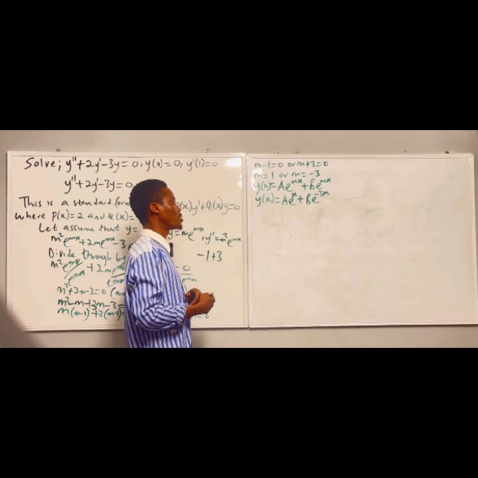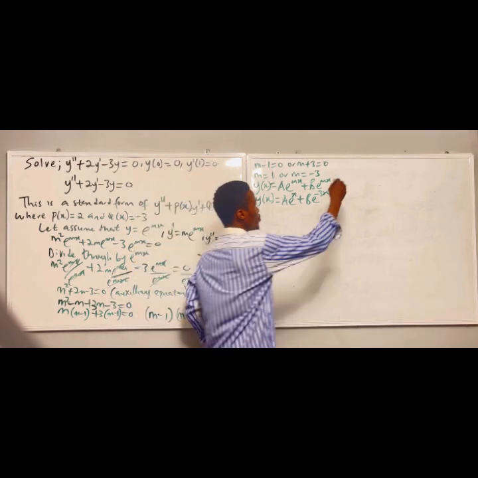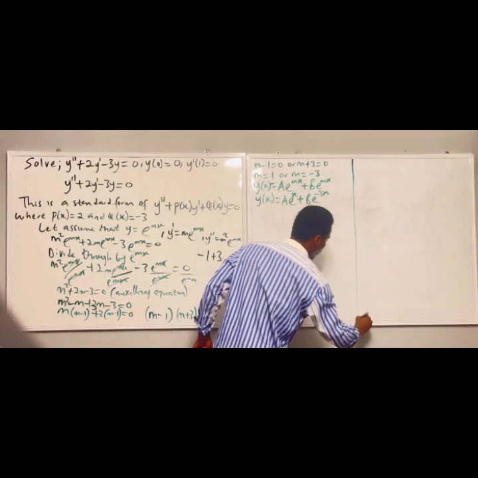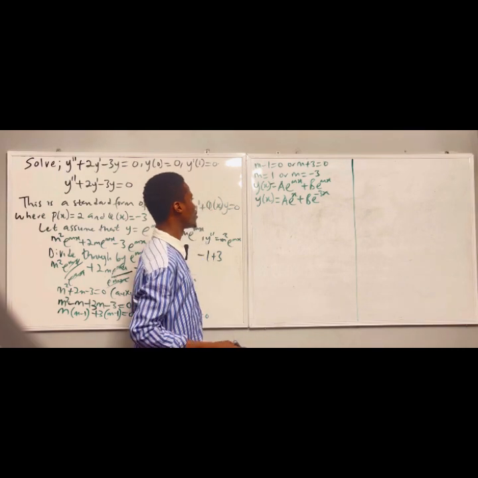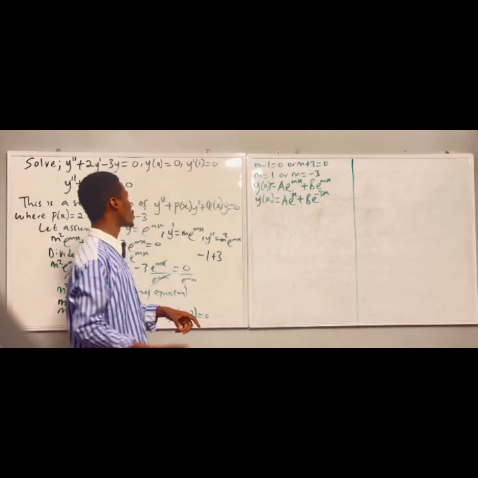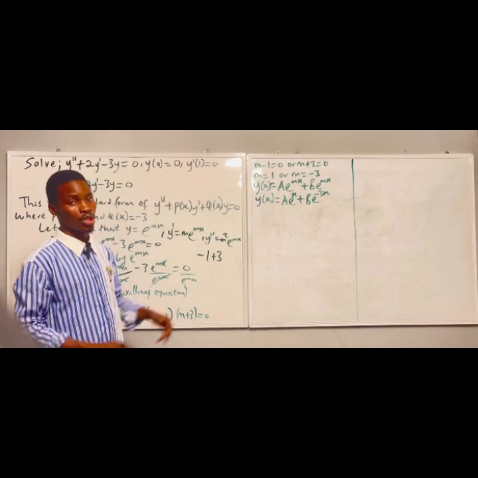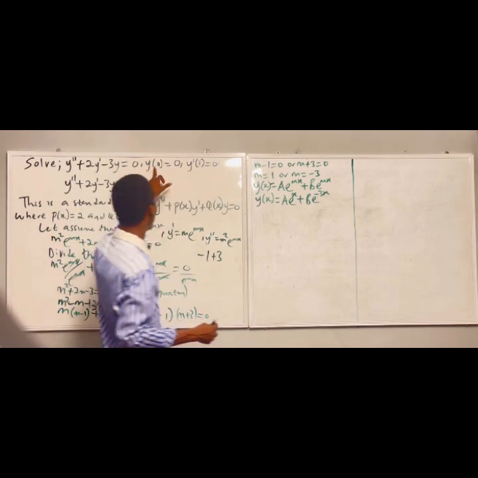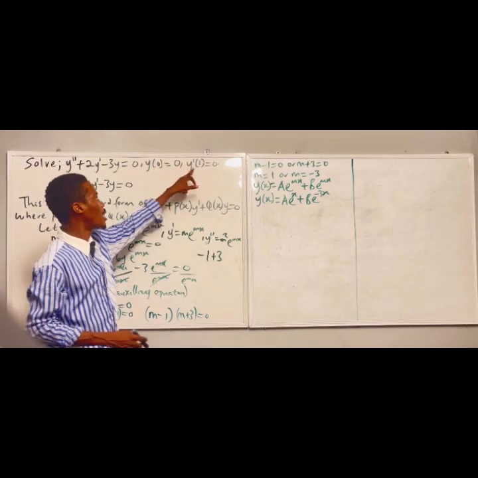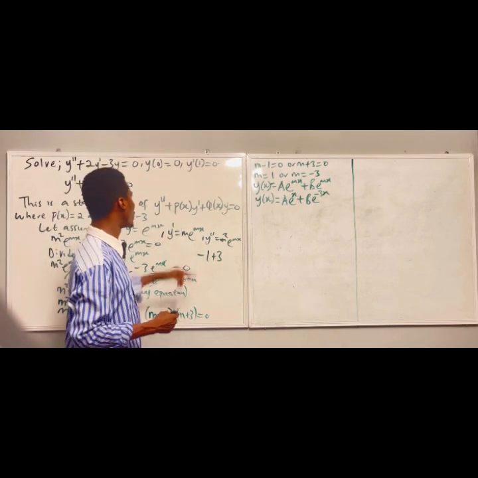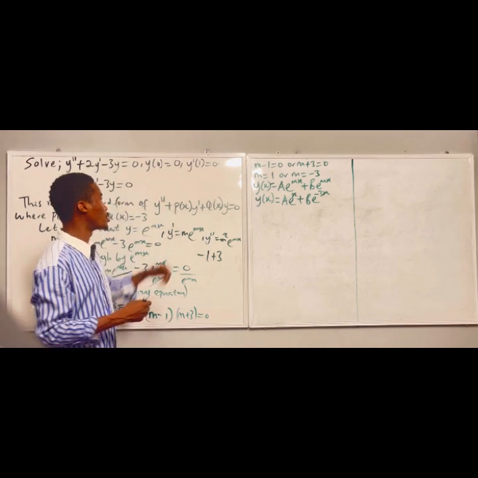So what am I going to do next? My next step is to consider the boundary condition. This is our boundary condition. So it means when y of 0 is equal to 0 and y prime of 1 is equal to 0, I want to look from the solution to this boundary.